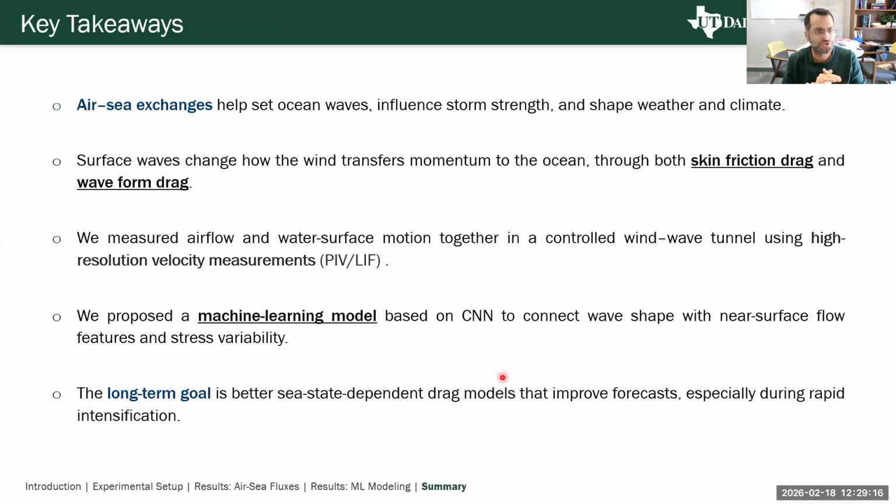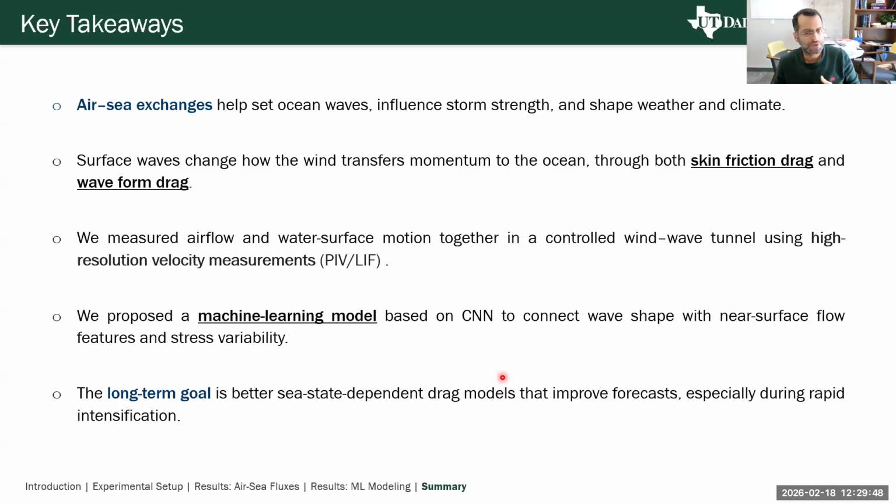So I guess I should be right at my 25 minutes. So I will have just probably five key takeaways here. And the first one, as we started to talk, is that the air-sea exchange affects waves, right? And it helps to form storms and also to shape the climate. Waves change how the wind transfers momentum through the friction and waveform drag, as we discussed.